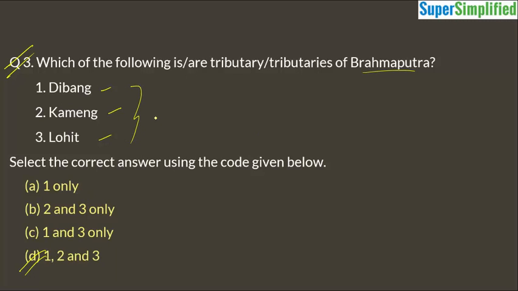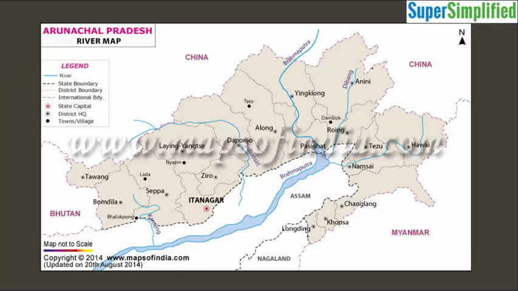All three are the tributaries of Brahmaputra, and this is the map. Here you have the Dibang river, and here you can see the Kameng river, which is a tributary of Brahmaputra, and here I'll just write down the name, it is not written. It is Lohit. This river which you see here is the Lohit river. So all three are the tributaries of Brahmaputra actually.